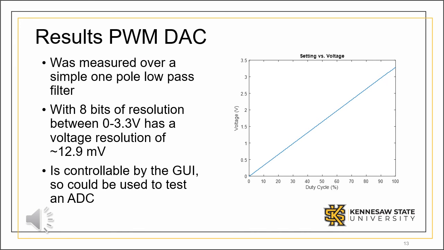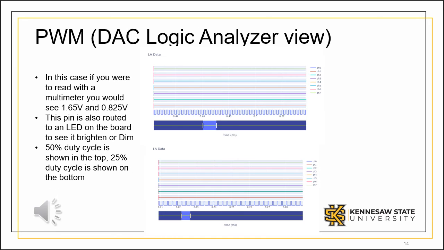This is the results measuring the simple PWM DAC. It was measured over a simple one-pole RC low-pass filter. It has 8 bits of resolution, so it has a voltage resolution of about 12.9 millivolts, and it's controllable by the GUI, so it could be used to test an analog to digital converter. This is the view from the logic analyzer side of things. You can see that with the 50% duty cycle, it's on and off 50% of the time, and with the 25% duty cycle, it's on and off 25% of the time.